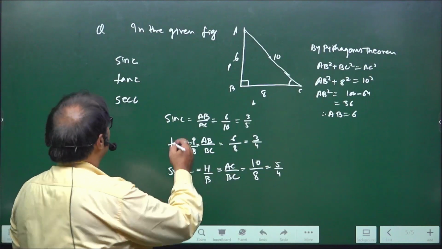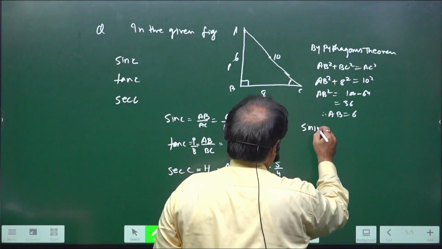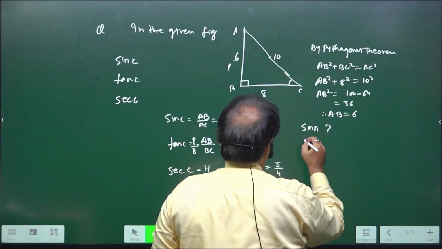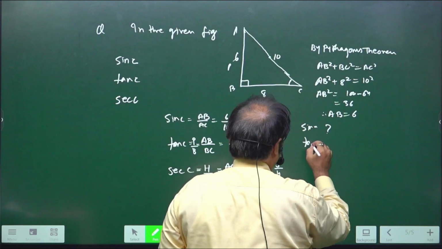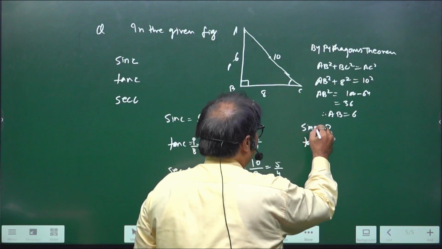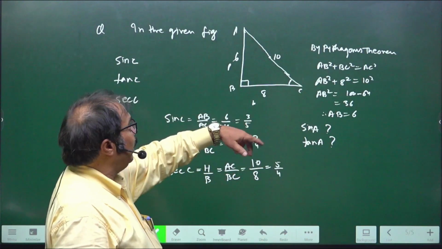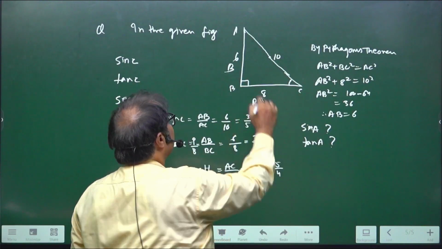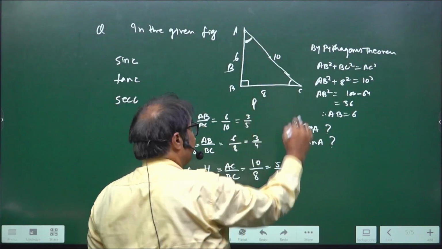And suppose the question says like this, find the value of sine A in the same question. What will be the value of sine A? What will be the value of tan A? So as per angle A, this side will be the perpendicular and this side will be the base, if we take this angle, right?